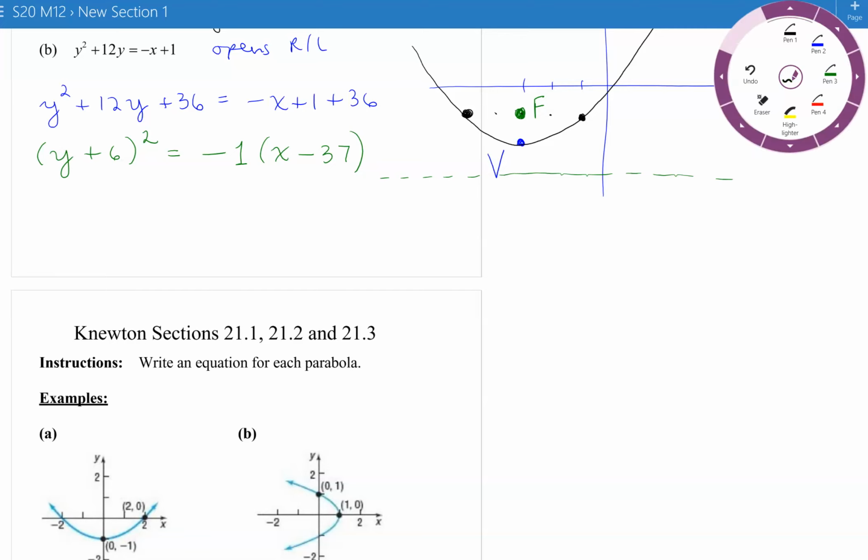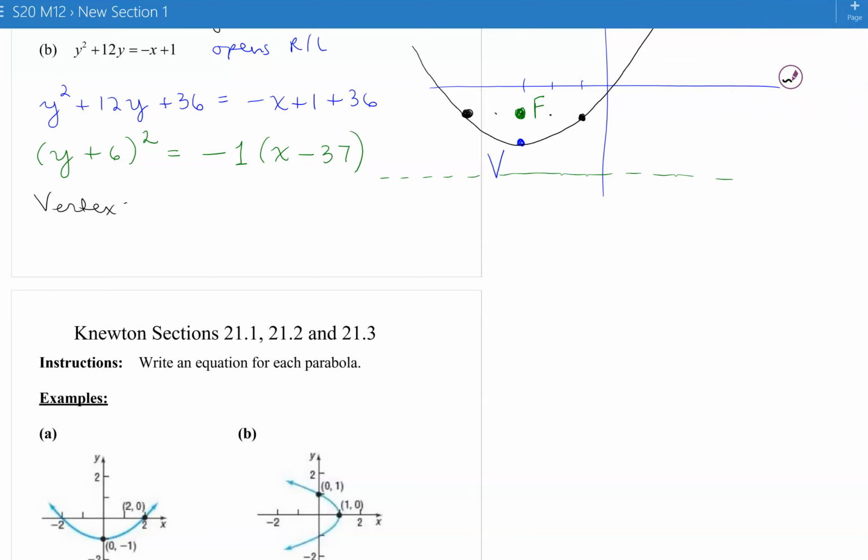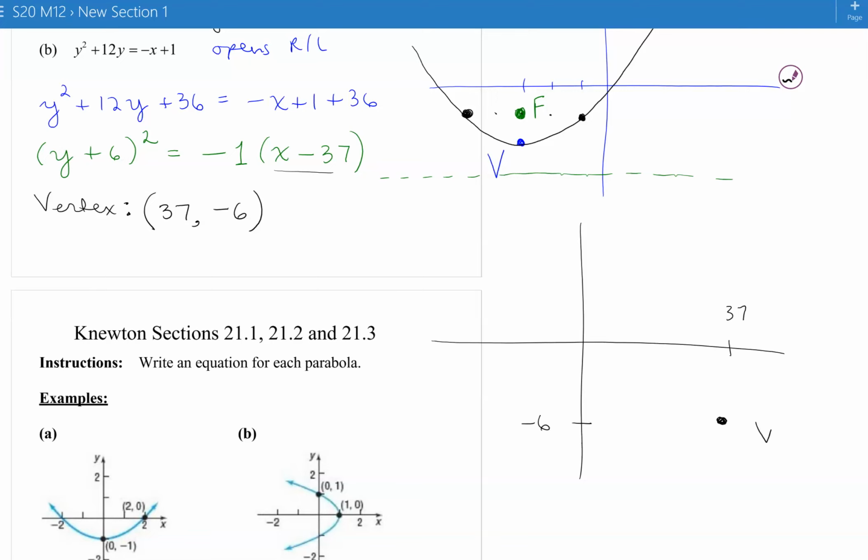So I can see where my vertex is. Make sure you look by the x to find the x coordinate, and by the y to find the y coordinate. It doesn't matter what order they're in, it matters which letter they're next to. So there's my vertex. So I'm at 37, -6. So here's 37, and here's -6, and here's my vertex.